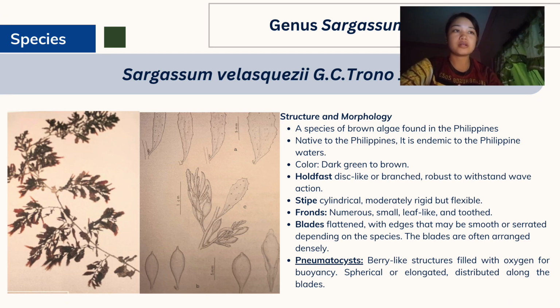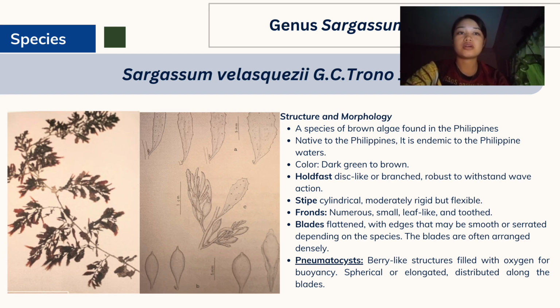It is a species of brown algae that is found and native to the Philippines, and it is endemic into the Philippine waters. And its color can be dark green to brown, and the holdfast is disc-like or branch, robust to withstand the wave action. This type is cylindrical, moderately rigid but flexible. Its blades are flattened, and edges can be maybe smooth or serrated depending on the species. And the blades are often arranged densely. And also they have pneumatocysts. They are barrel-like structures filled with oxygen for buoyancy. They are spherical or elongated and distributed along the blades.